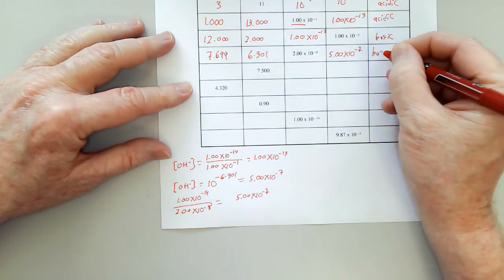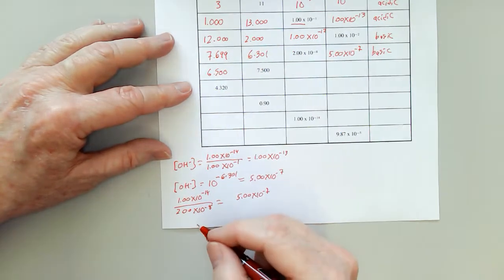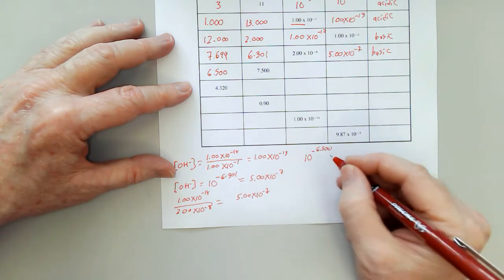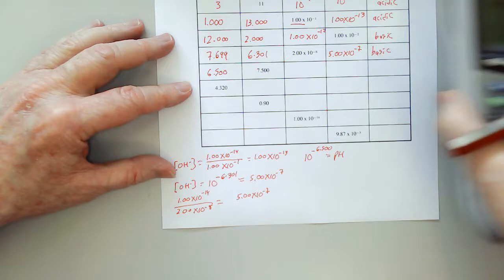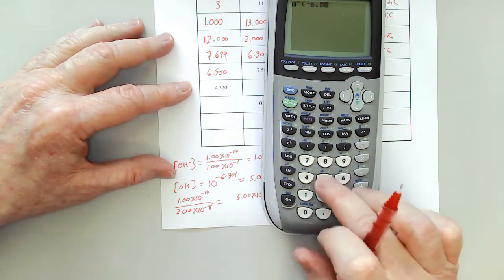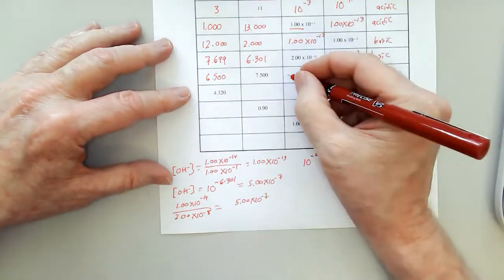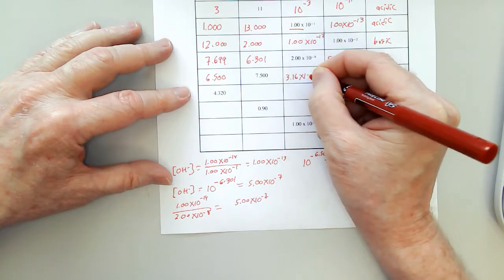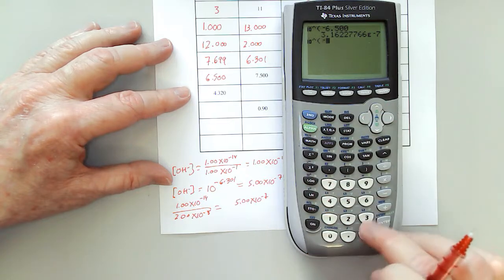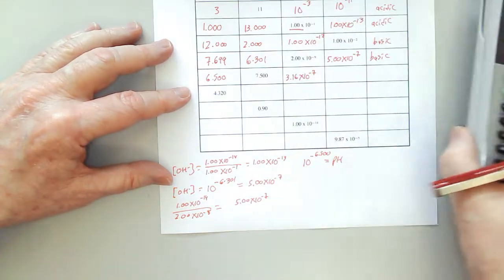By the way, this is a basic. 7.500 means this is 6.500. So 10 to the negative 6.500 will give me the pH. So second 10 to the x, negative 6.500, and I get 3.16 times 10 to the negative 7th. And then second 10 to the x, negative 7.500, and I get 3.16 times 10 to the negative 8th.